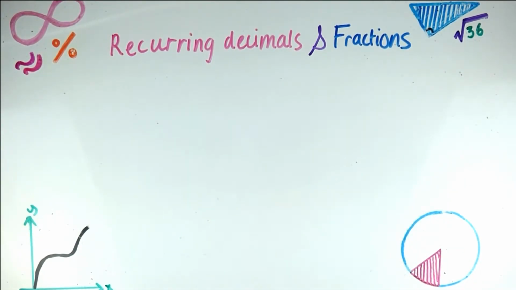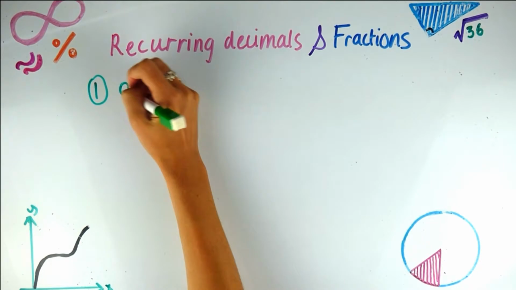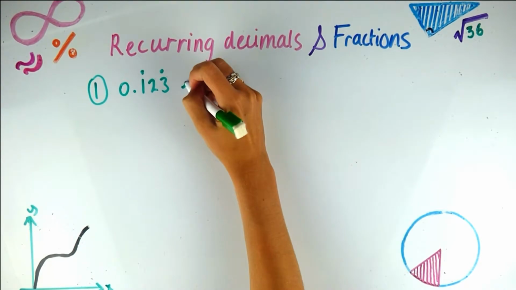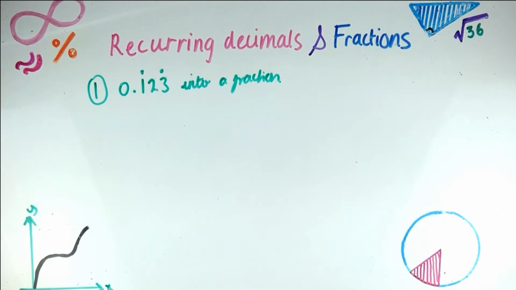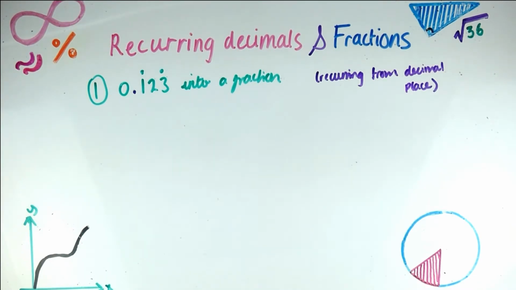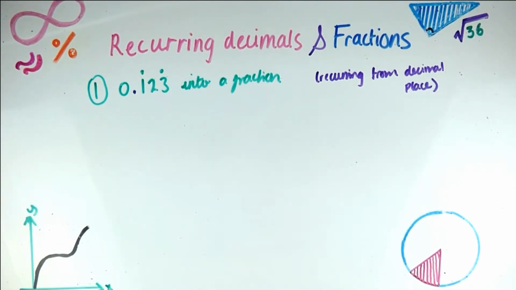Okay, so there are 3 types of examples we can do, and 3 types of ways you can get asked a question. Type 1 is when we take a recurring decimal and turn it into a fraction, specifically when the recurring part starts immediately after the decimal point. Example type 2 is when the recurring doesn't start immediately after the decimal point. So type 1, we're going from a recurring decimal into a fraction, and the recurring part starts just after the decimal point. Let's run through the steps.